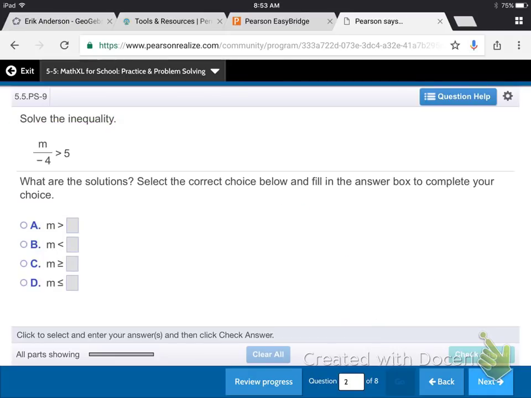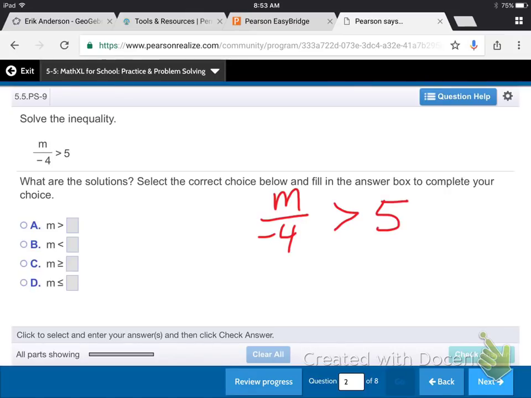Okay, good job, boys and girls. Moving on, we are going to tackle this problem, which says m divided by negative 4 is greater than 5. So m divided by negative 4 is greater than 5.